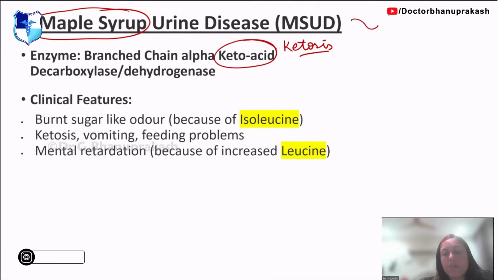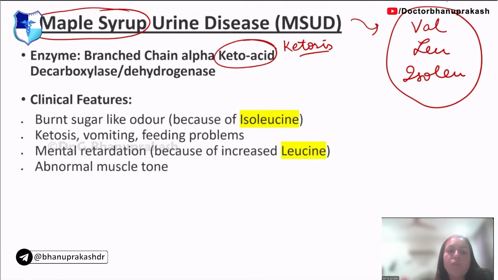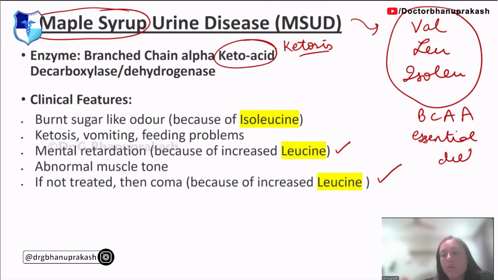Because in maple syrup urine disease, there is excess valine, leucine, and isoleucine. They are not broken down. Their catabolism is affected. Also, patient has abnormal muscle tone, and if not treated, then coma can occur. So coma or anything which affects brain, that is because of leucine. Valine, leucine, isoleucine are branch chain amino acids. They all are branch chain amino acids. Also, you can learn they all are essential. They all should be received in diet. Body cannot make it.